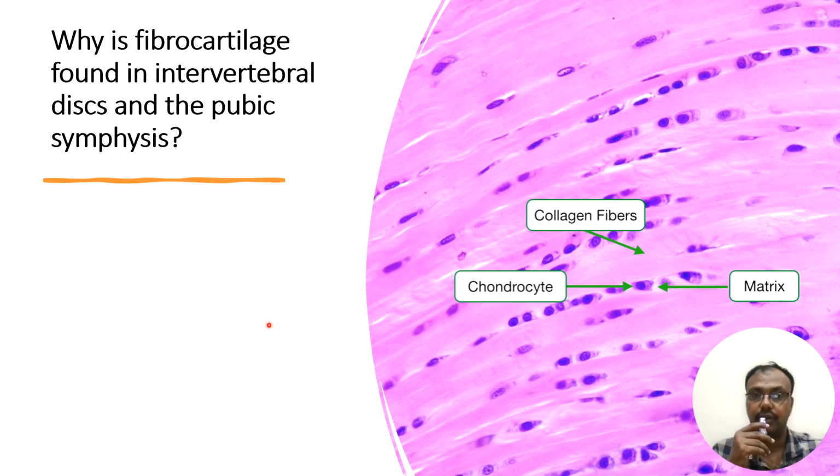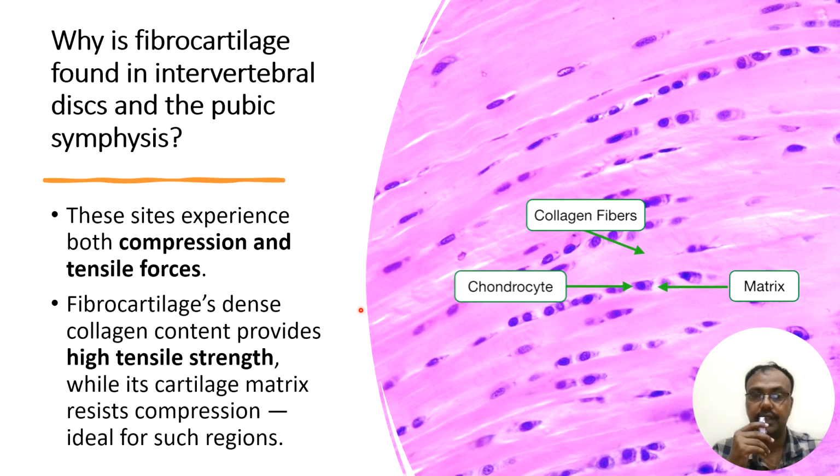Why is fibrocartilage found in intervertebral discs and pubic symphysis? These sites experience both compression and tensile forces. Fibrocartilage's dense collagen fiber content provides high tensile strength, whilst the cartilage matrix resists compression, ideal for such regions. So these are the fibers, and these are the chondrocytes in between the fibers.